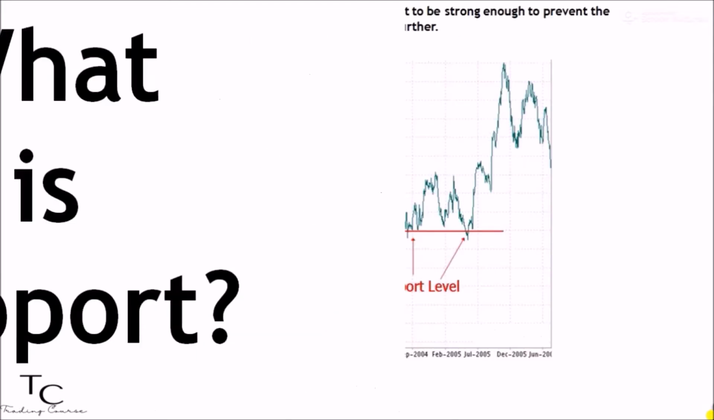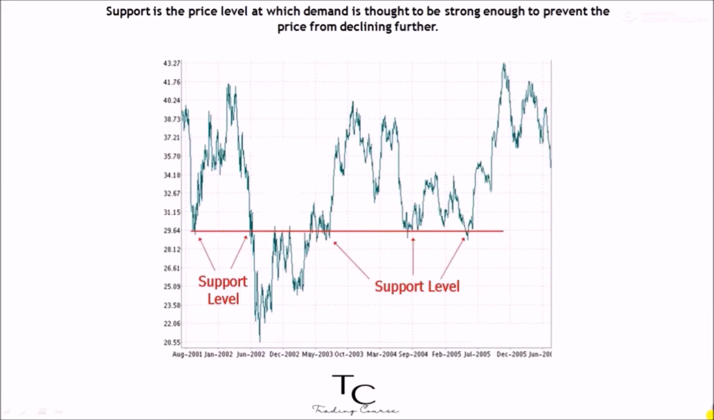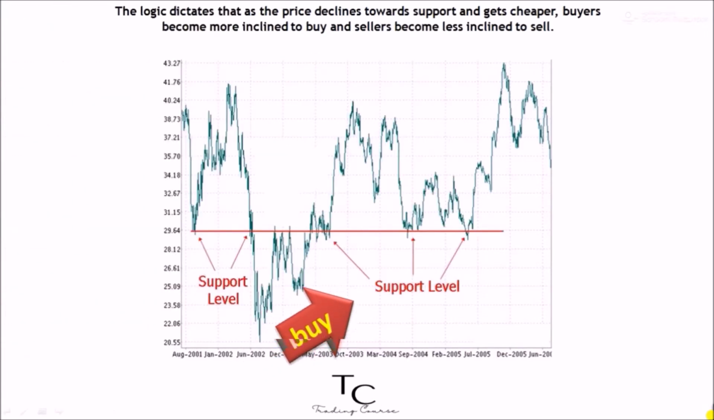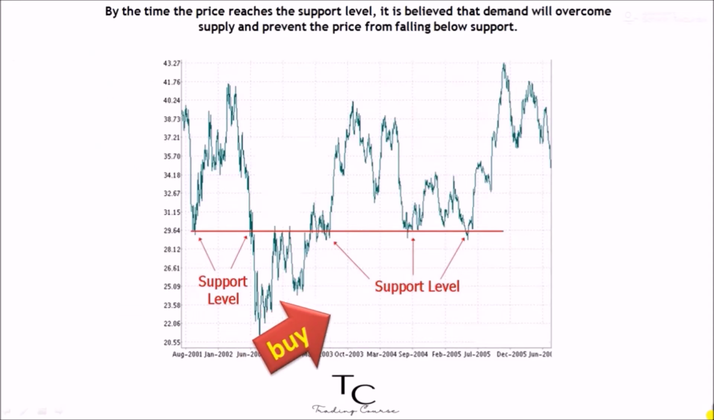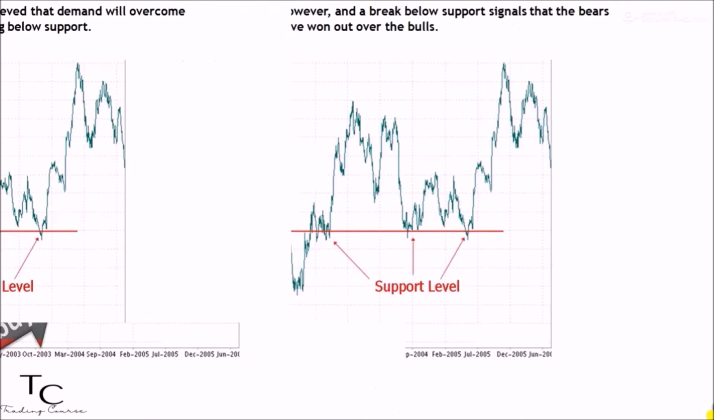What is support? Support is the price level at which demand is thought to be strong enough to prevent the price from declining further. The logic dictates that as the price declines towards support and gets cheaper, buyers become more inclined to buy and sellers become less inclined to sell. By the time the price reaches the support level, it is believed that demand will overcome supply and prevent the price from falling below support.